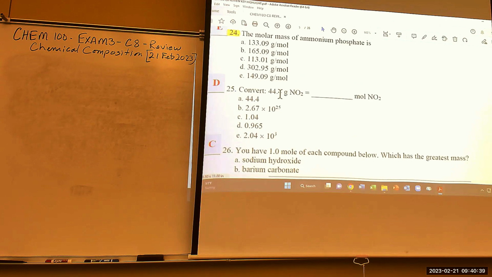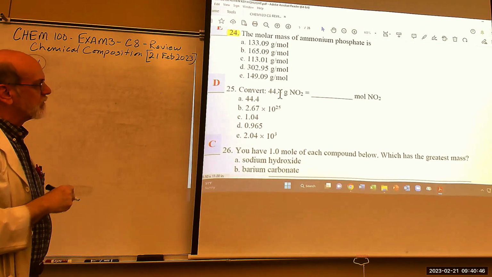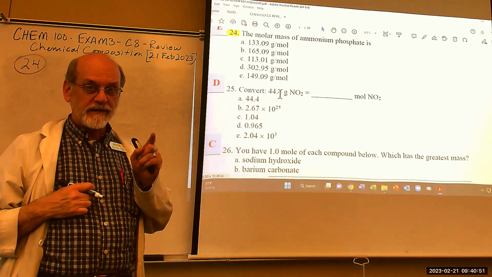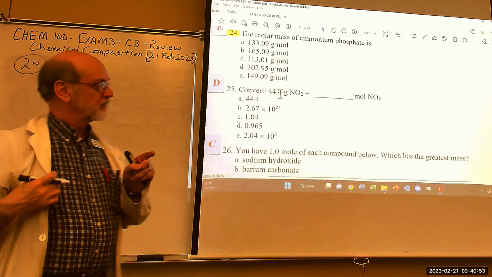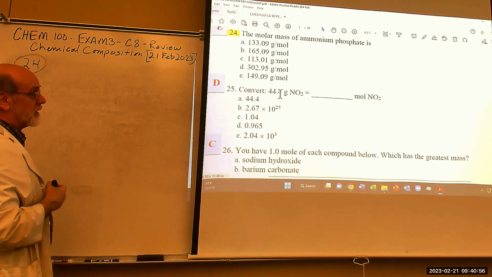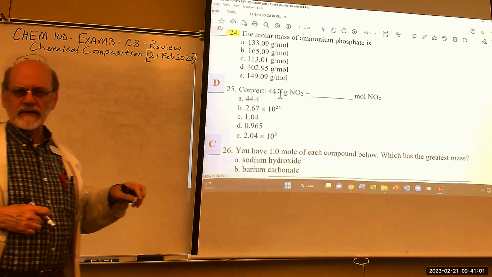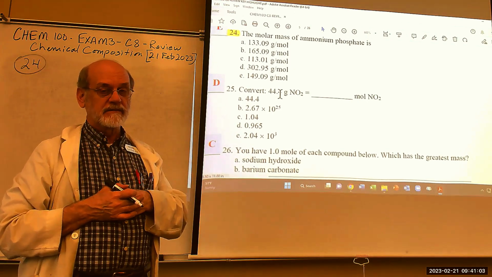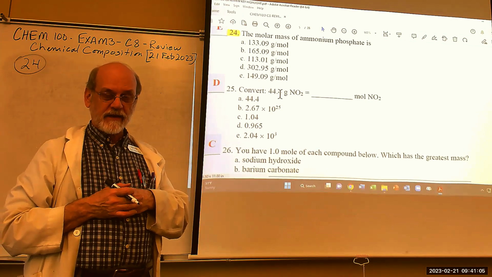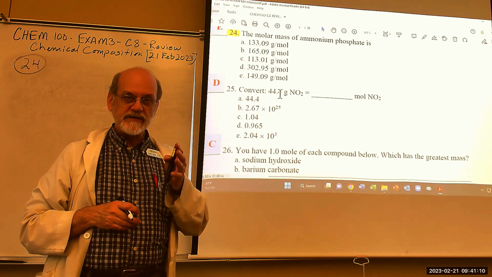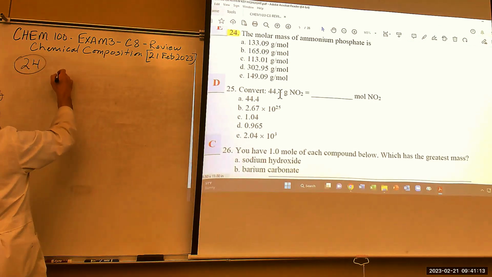What about number 24? The molar mass of ammonium phosphate. Okay. Here's another one where you've got to know how to write the compound formula. Otherwise, you can't calculate the molar mass. Ammonium. What's ammonium? It's not an element. It's a polyatomic ion. In fact, it's the only polyatomic ion in that list I gave you that has a positive charge. This is ammonium.